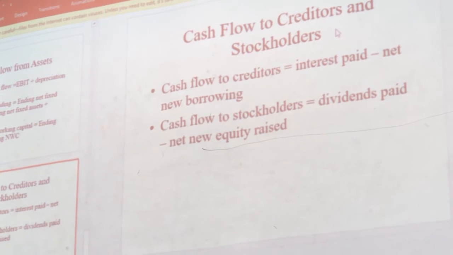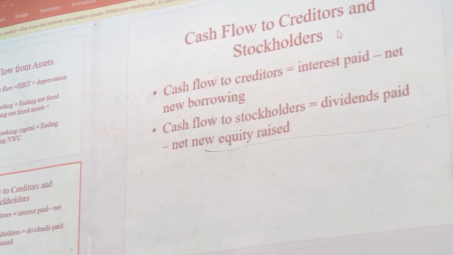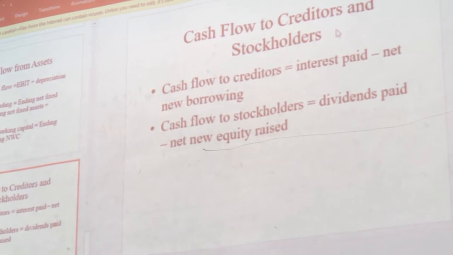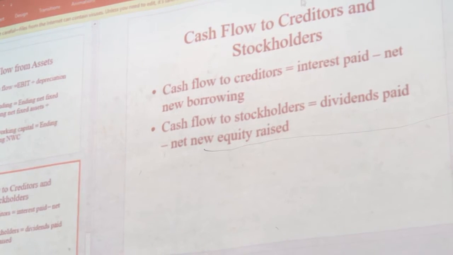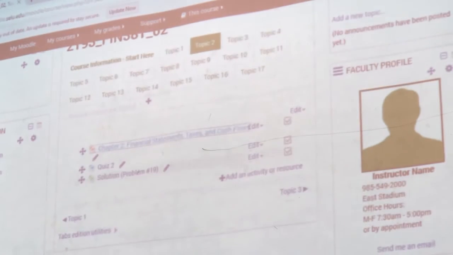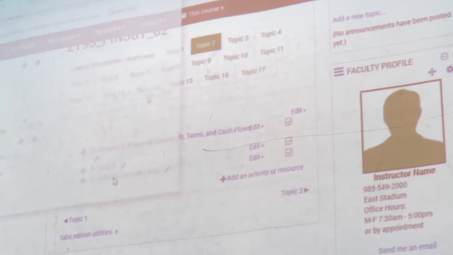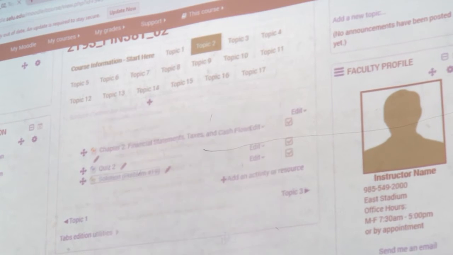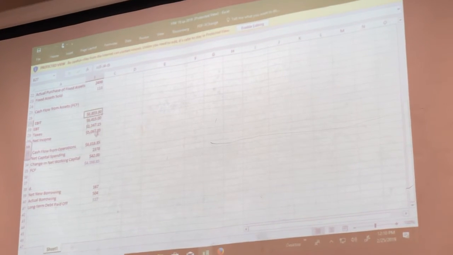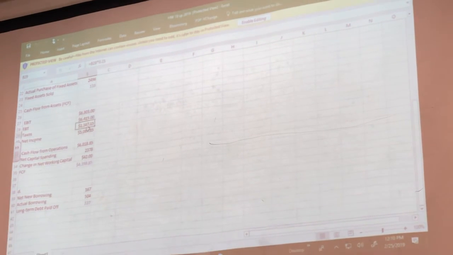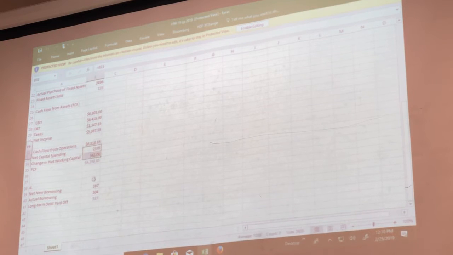I posted the solution to number 19 in Moodle, you must have noticed. If you didn't check it out, I used Excel, and this is the solution. If you highlight, you can find out how I'm doing all these calculations. So it should be straightforward.